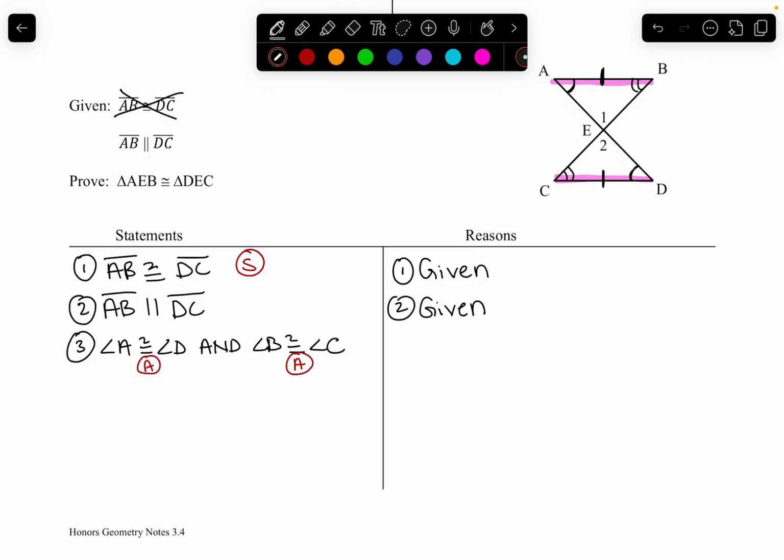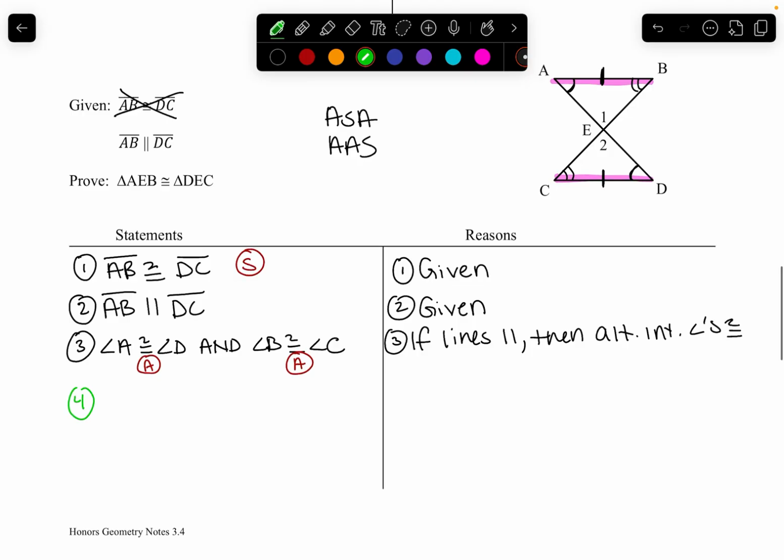Well, you guys, that's 3 pieces of information. So I either have angle side angle or I have angle angle side. It just depends on where those things are located, okay? And this is where we have to say if lines parallel, then alternate interior angles are congruent. Okay, and that's enough. I'm done.